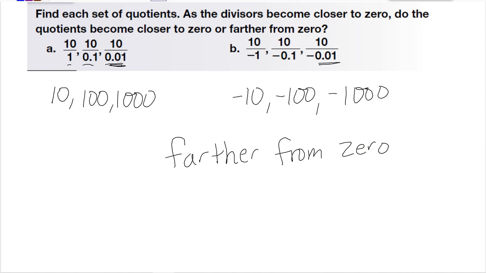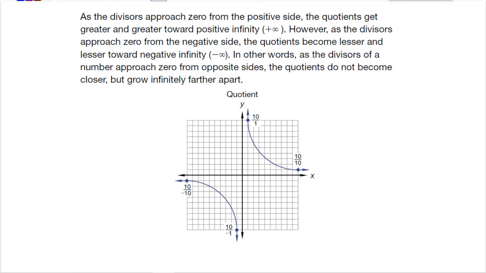So as the divisors approach 0 from the positive side, the quotients get greater and greater towards positive infinity. However, as the divisors approach 0 from the negative side, the quotients become lesser and lesser towards negative infinity. In other words, as the divisors of a number approach 0 from opposite sides, the quotients do not become closer, but they grow infinitely farther apart. These lines keep going and going.